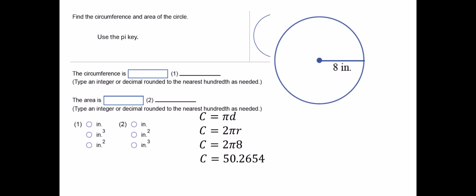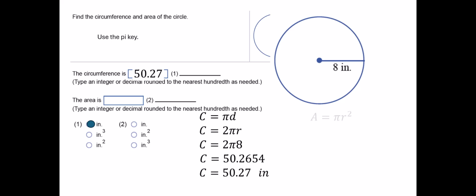Now let's go back to the question. It says, for both of them actually, type an integer or decimal rounded to the nearest hundredth as needed. Hundredth is 2 decimal places. So that means we're going to have 50.27. The circumference is 50.27, and since circumference is like perimeter, it's just going to be inches.